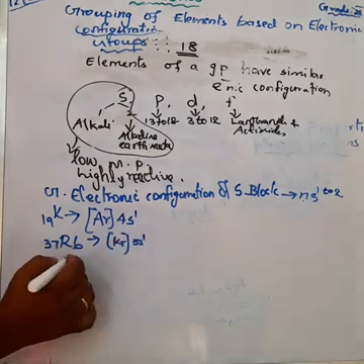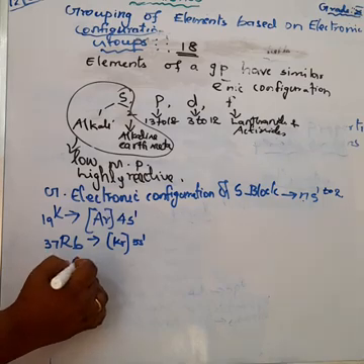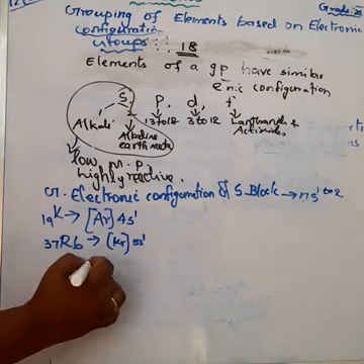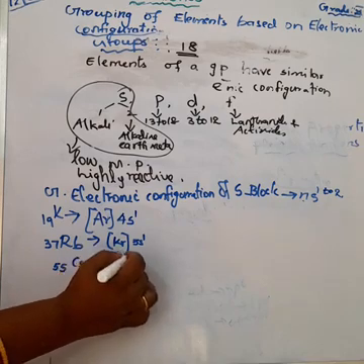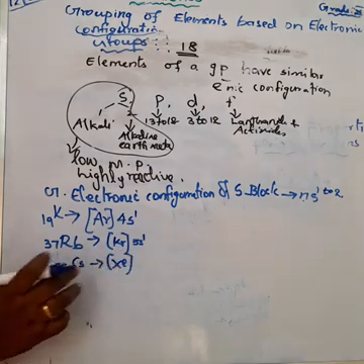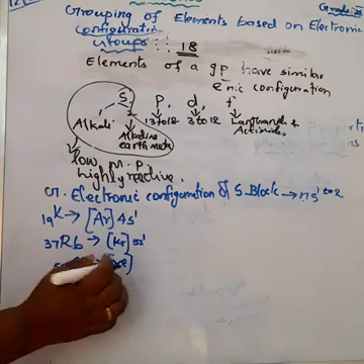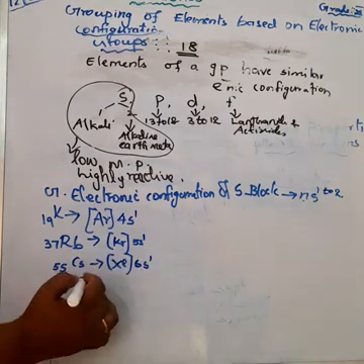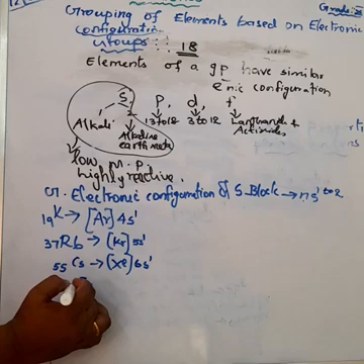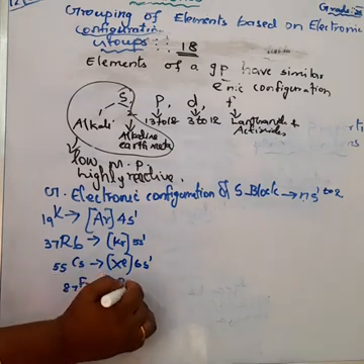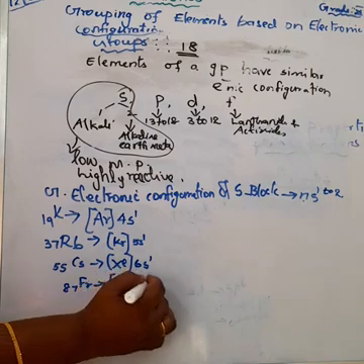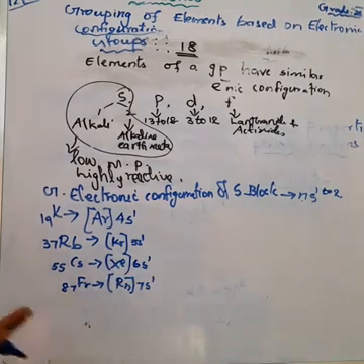And cesium, atomic number 55. Which one is the nearest noble gas? Xenon, and then 6s1. Francium, atomic number 87. Which is the nearest noble gas? Radon, atomic number 86, so the remaining is 7s1.